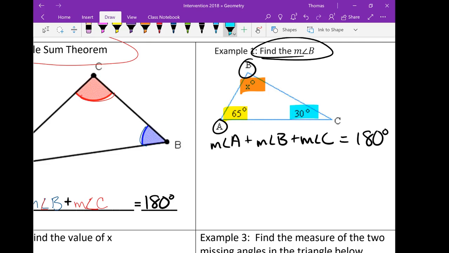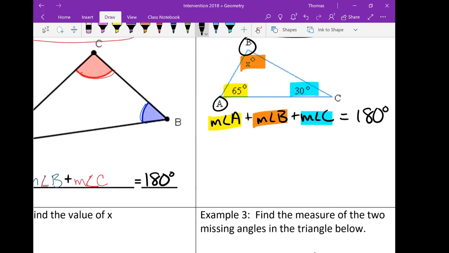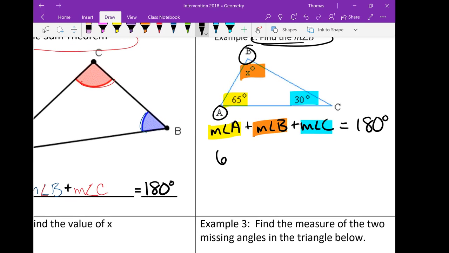So I highlighted them each in different colors. I'm going to highlight my terms in the same colors. C was blue, and then B was orange. Now I just have to plug them in. A is 65 degrees, so 65 degrees plus B is X degrees plus C is 30 degrees is equal to 180 degrees.